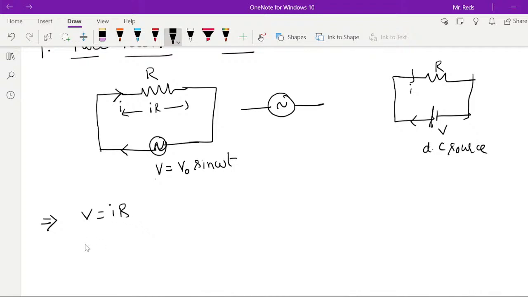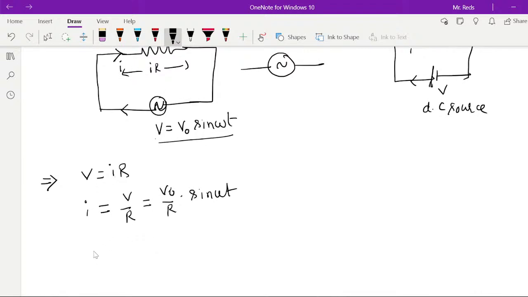So you can rewrite this. V is already given. If you want the expression for I, we write I is equal to V by R. Now let us substitute the V expression here. V is equal to V naught sin omega t. So I is V naught by R into sin omega t. Here, let us replace V naught by R with I naught. We call this the maximum value of current. I is equal to I naught sin omega t.